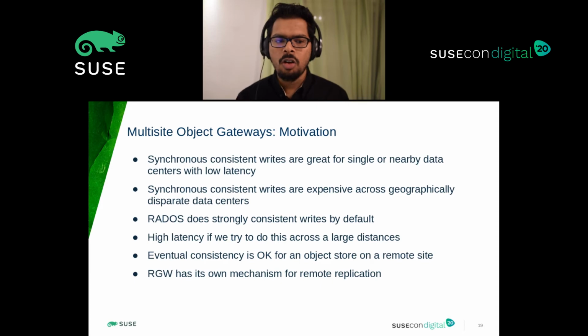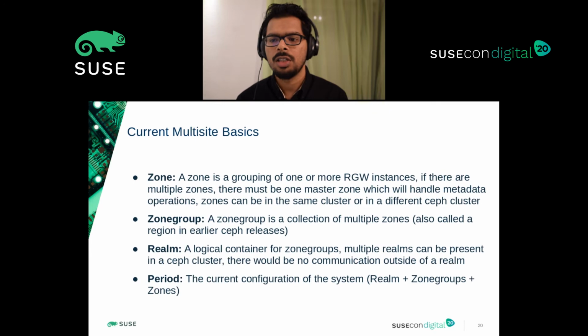Multi-site has been supported ever since the Luminous release of Ceph, so ever since Ceph 3. These are the broad terminologies that we should know before we delve into the details. At the lowermost layer, you have something called a zone. A zone is essentially a group of multiple RGWs, and it's usually a single Ceph cluster. You can even have multiple zones in a Ceph cluster should your compliance requirements demand that, but the most common use case is one zone per Ceph cluster. Then you have a collection of zones called a zone group.